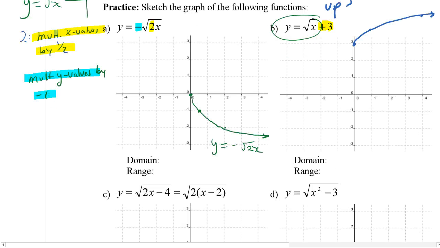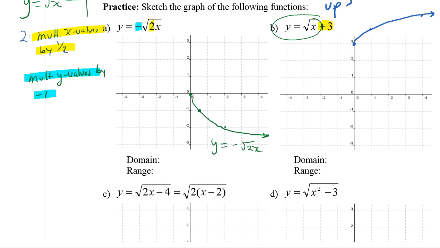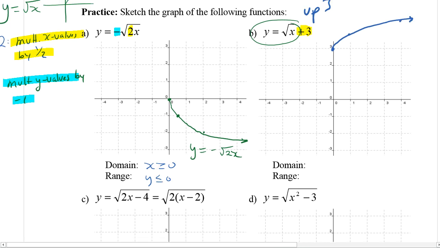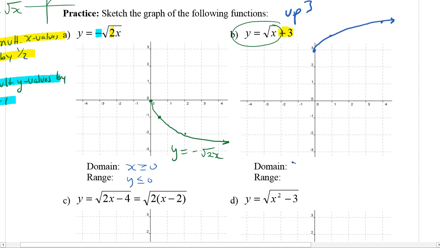Okay. Oh, we should type out what the domain and the range are for each of these ones. So here, the domain. What are all the possible x values? So x is going to be greater than or equal to 0. And y values here, y is going to be less than or equal to 0. On our second one, again, x is going to be greater than or equal to 0. And now our y values are going to be y is greater than or equal to positive 3.